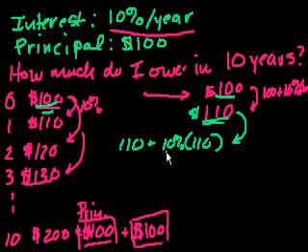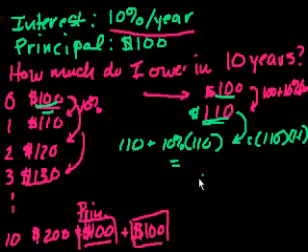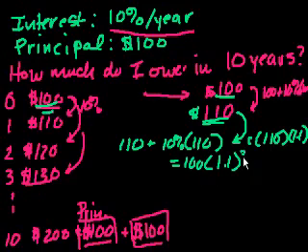And that is equal to, you could actually undistribute the 110 out, and that's equal to 110 times 1.1, right? And so that equals, and actually I could rewrite it this way too. I could rewrite it as 100 times 1.1 squared, and that equals $121.